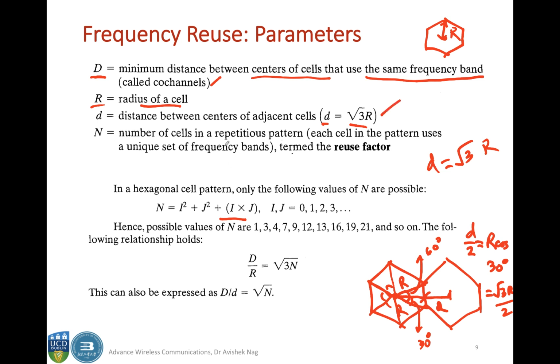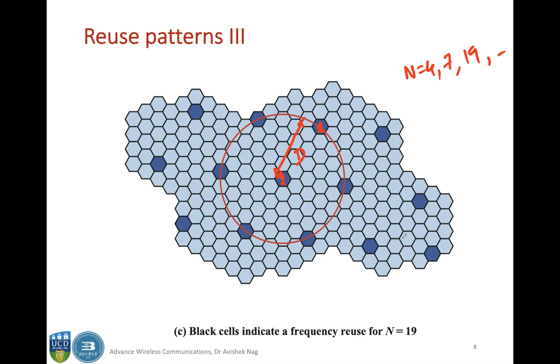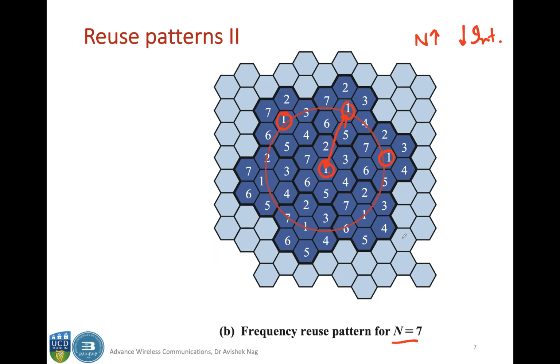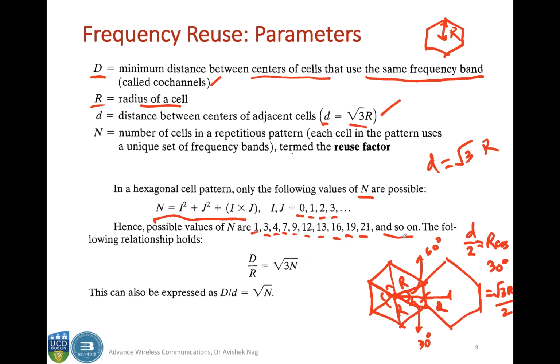Now N is the number of cells in a repetitious pattern which you just saw from the previous 3 slides. So this is termed as the reuse factor. In case of a hexagonal cell, N will follow this rule: I square plus J square plus I cross J, where I and J are integers which can take values 0, 1, 2, 3, etc. Because of this, N can take value 1, 3, 4, 7, 9, 12, 13, 16, 19, 21 and so on. That's why the examples that I gave you took values N equal to 19, 7 or 4. So N can take only certain specific values determined by this equation.